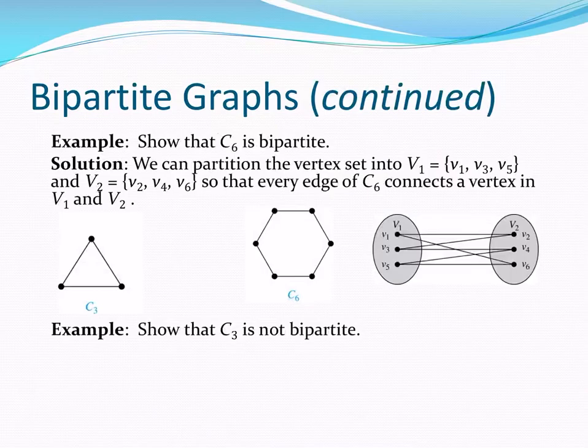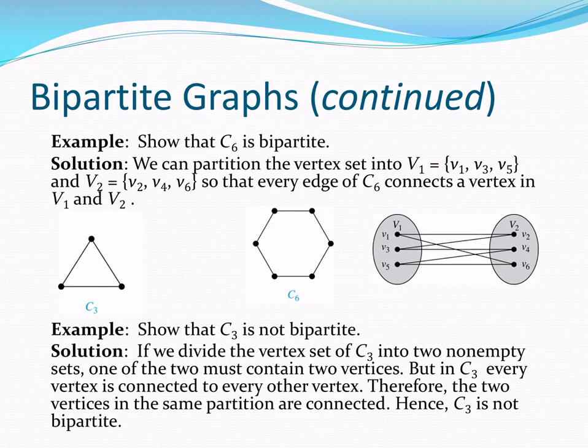C3 is not bipartite. By similar reasoning as before, we couldn't two color it. It would require three colors to color these vertices so that no two adjacent vertices have the same color. But also, if we try to divide the vertex set into two non-empty sets, one of the two must contain two vertices, and if we do that, then it's going to contain an edge, and therefore it cannot be a bipartition.